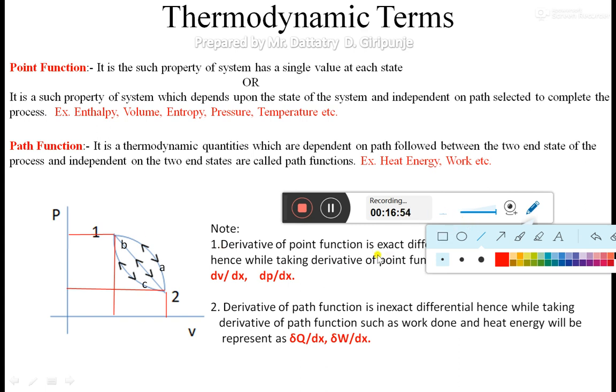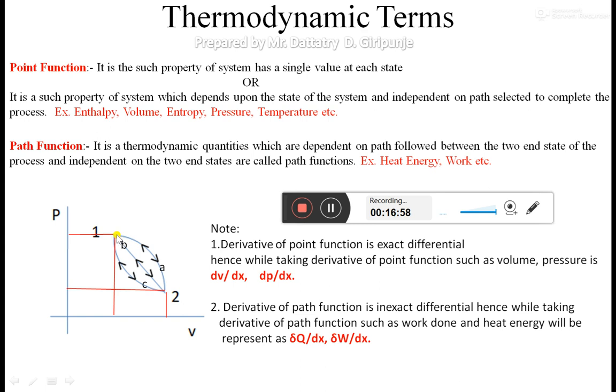Now what are path functions? Path functions are properties which depend on the path. If you are using path A, then it may be different. If you follow path B, it may be different. If you follow path C, it may be different, in between the same initial and final state.